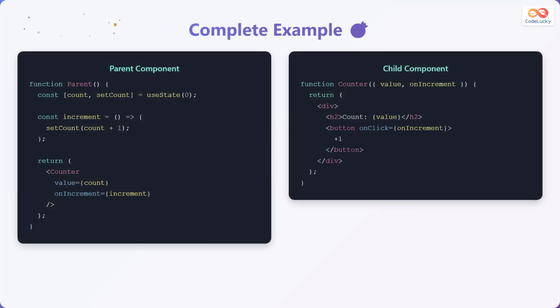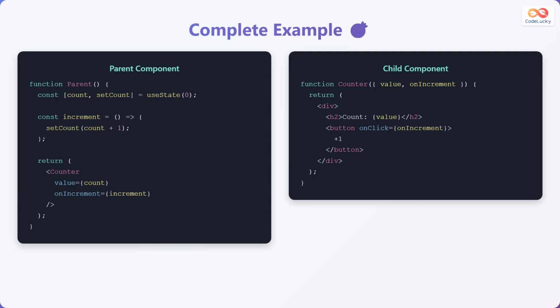Let's see a complete example of parent-child communication using props and callbacks. Here's the parent component. It initializes a state variable called count to 0. It also defines a function called increment, which increments the count state by 1. Finally, it renders a counter component, passing the count state as a prop called value and the increment function as a prop called onIncrement. Here's the child component.